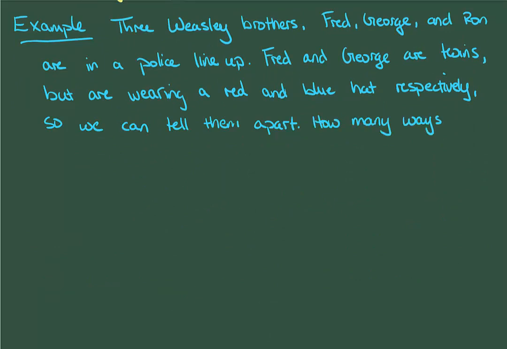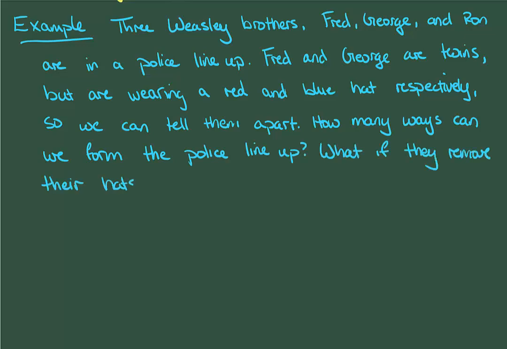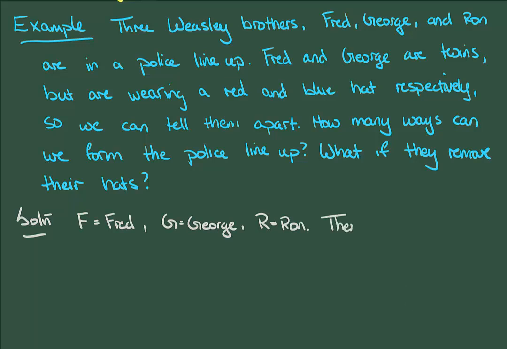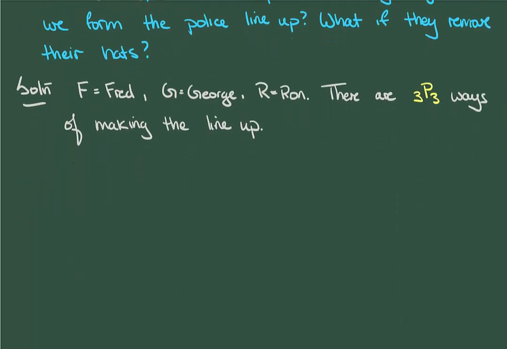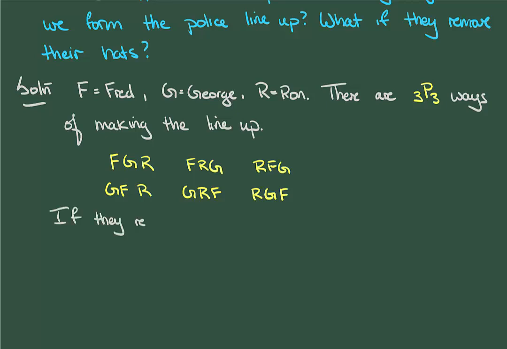So, how many ways are there of setting the police lineup? And then, if we make them remove their hats, how many ways are there of doing the police lineup? Let F be Fred, let G be George, and let R be Ron. With their hats on, the twins can be distinguished. That means that we have 3 pick 3 ways of creating the police lineup. Let's write these out. I'm going to write them out in a very suggestive manner, as you'll see in a second. Okay, so there are 6 ways.